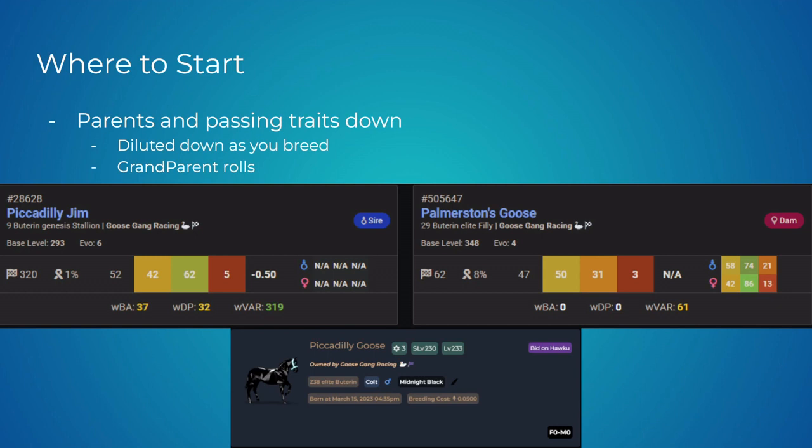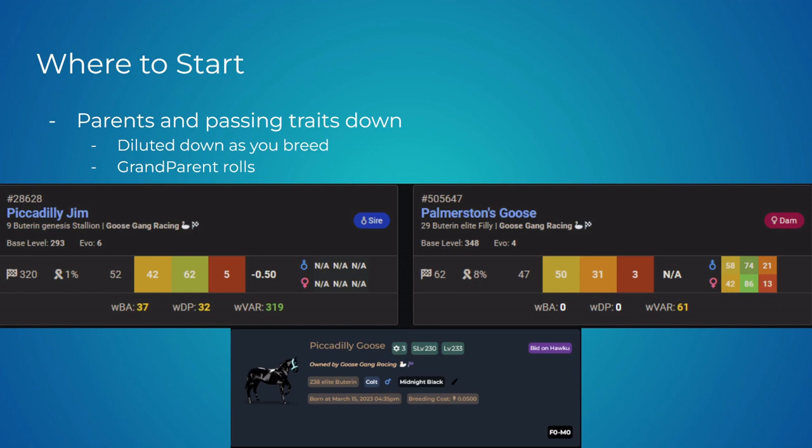So in this example, I'll be using my newly bred horse, Piccadilly Goose, from the parents Piccadilly Jim and Palmerston Goose. And as you can see here, Piccadilly Jim has a DP of 62, and Palmerston's Goose has a DP of 31. So I would expect this horse to be a 2,000 meter runner, but there are different things that can affect your horse's distance preference.